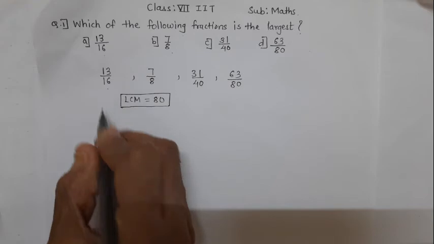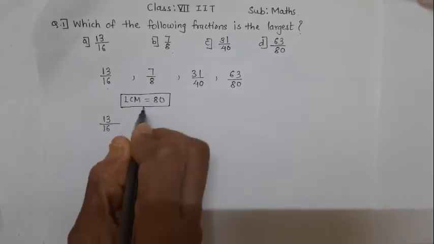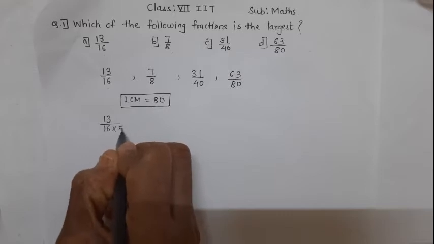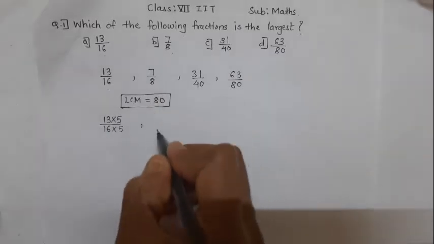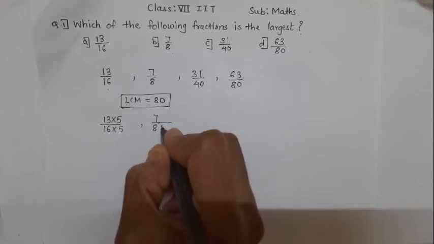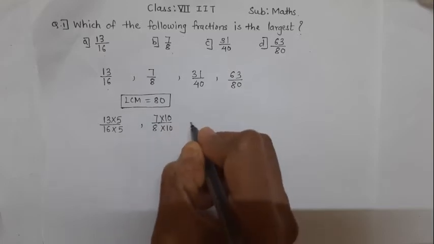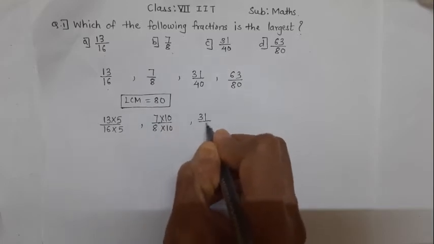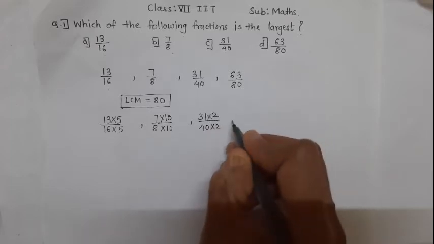Now the first fraction given is 13 upon 16. 16 5s are 80, so here we multiply by 5. Then the next fraction, 7 upon 8. 8 10s are 80, so here we multiply by 10. Then 31 upon 40. 40 2s are 80, so here we multiply by 2.